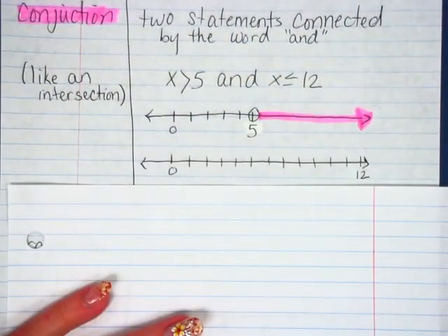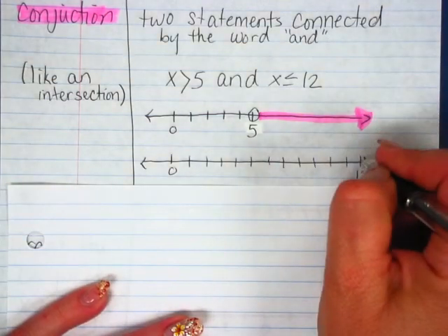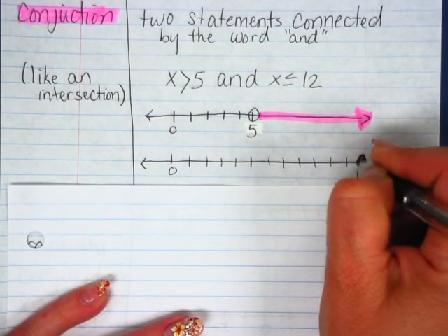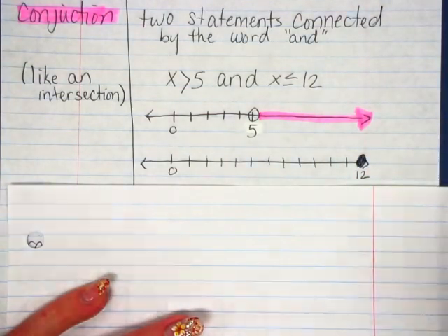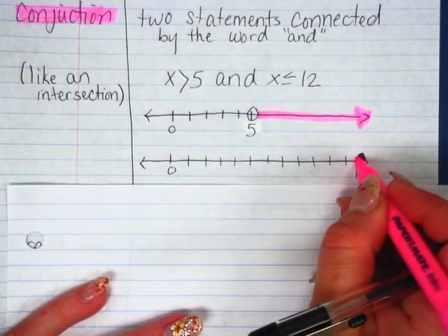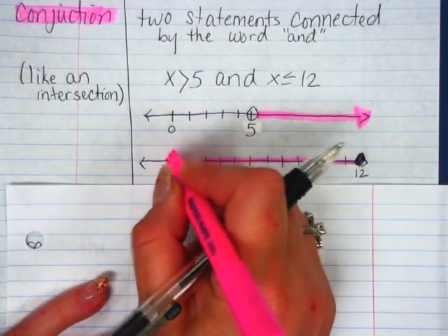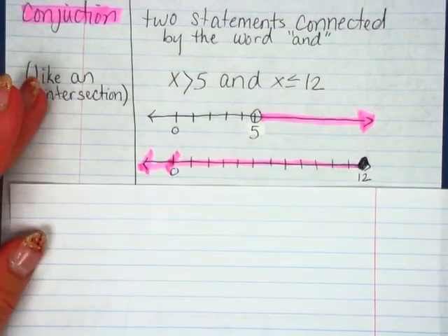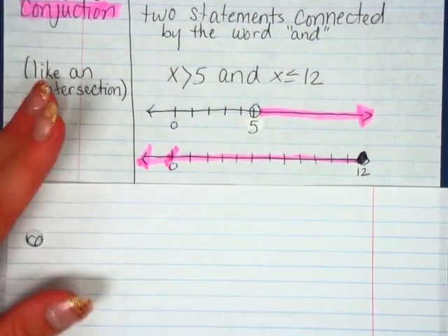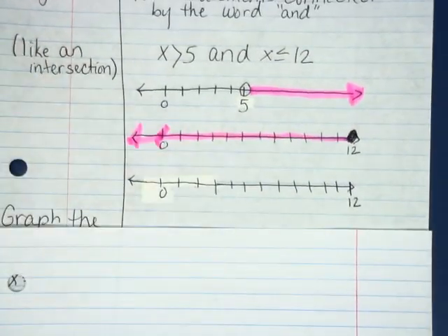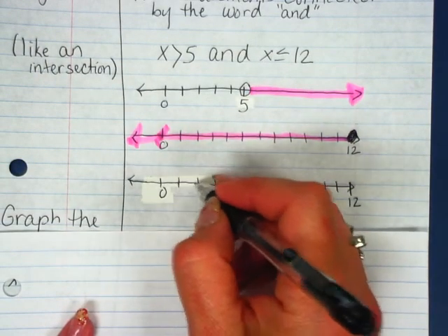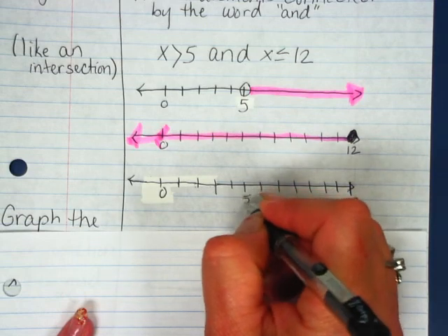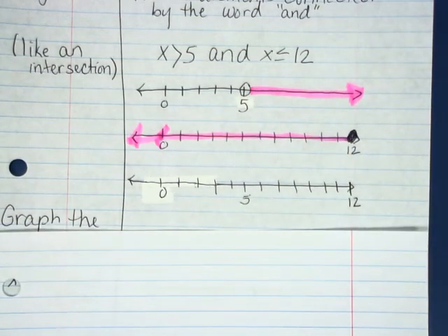Let's do X is less than or equal to 12. Closed circle because it has an equal sign. If it's less than or equal to 12, that means it's going to go all the way down here and keeps going. Where they are together, their intersection, is the answer to this problem. So the X has to be greater than 5 and less than or equal to 12.